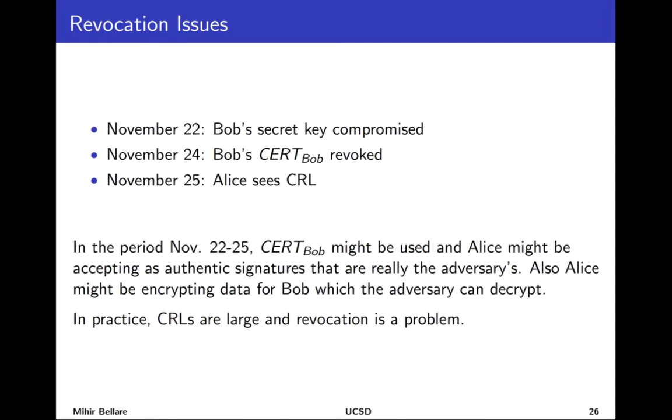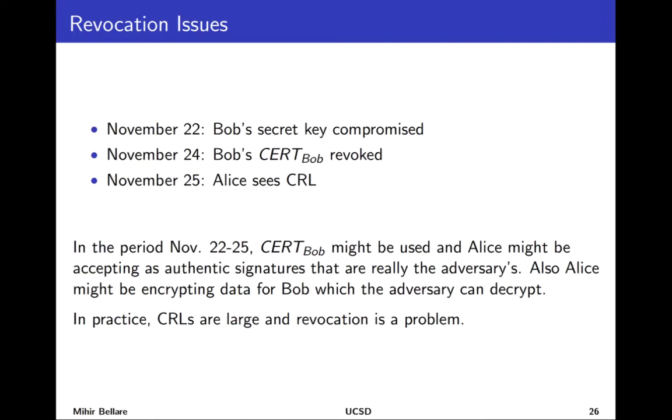Furthermore, this will still leave security holes. Say that Bob's secret key was compromised on a certain date. He may take a little bit of time to discover it and request a revocation. And even after the revocation is done by the CA, it may be a further time lag before Alice sees the certificate revocation list. And this will leave a period of a couple of days where the certificate might be used by an adversary. And during that time, Alice would get fooled.